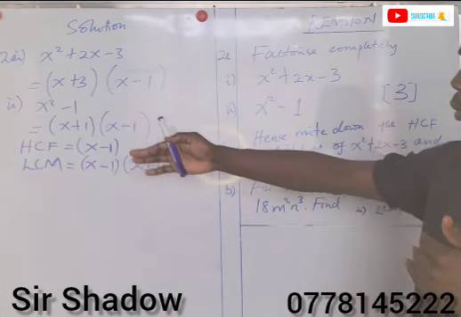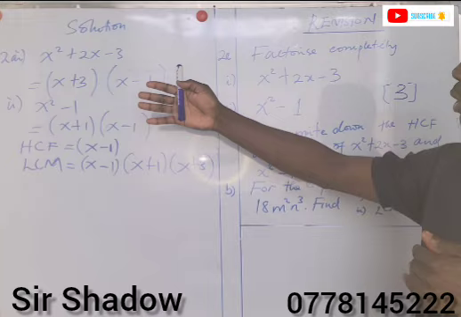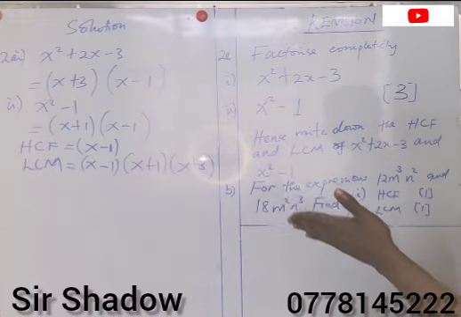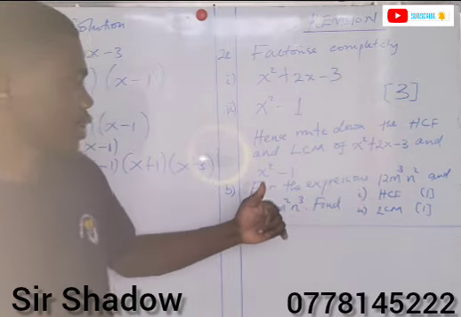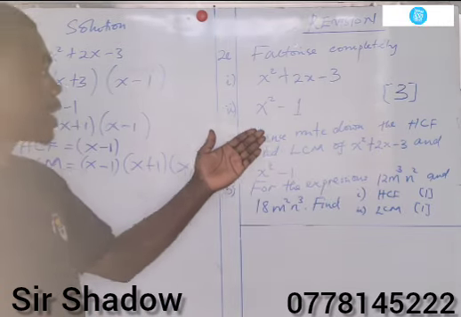This is the best way to factorize, and also the best way to find the highest common factor and the lowest common multiple under the concept of factorization. We are done with item 1 and item 2.